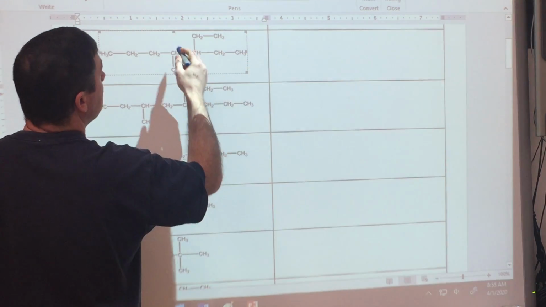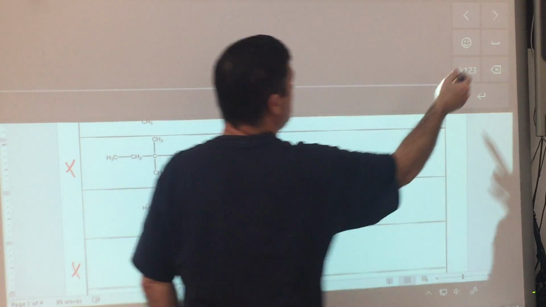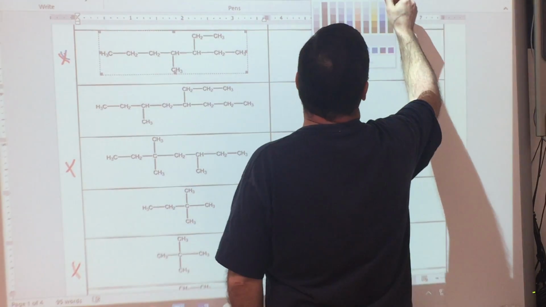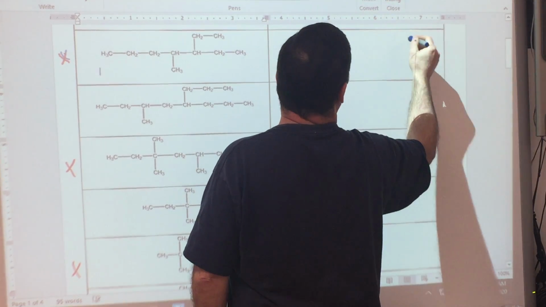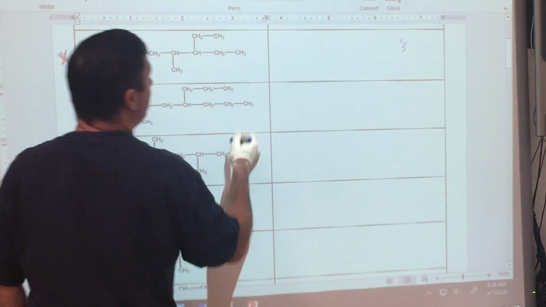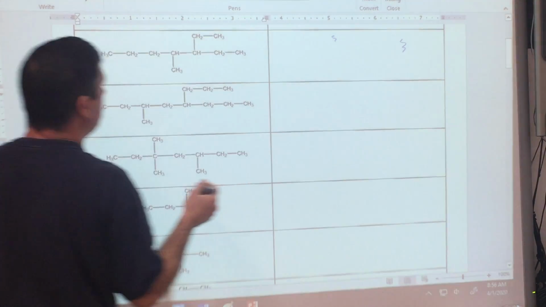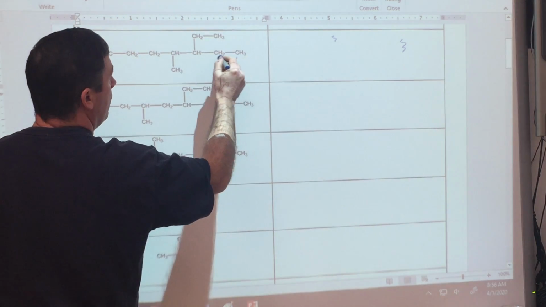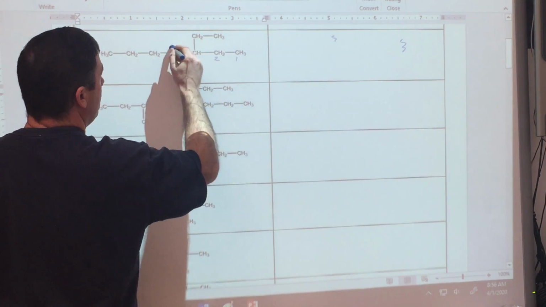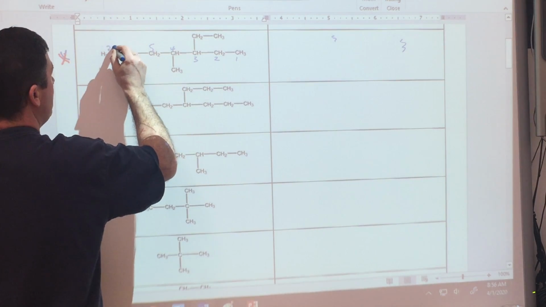Whoops. See if I can get a pen in here somewhere. Let's try blue and go thin. Maybe a little bit thicker. Okay.